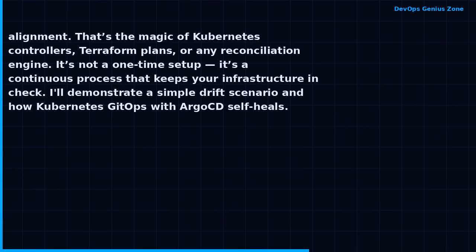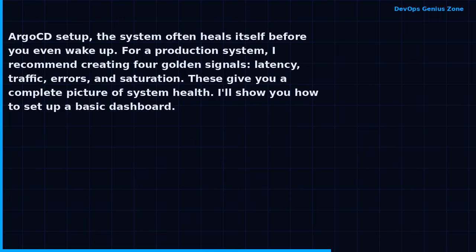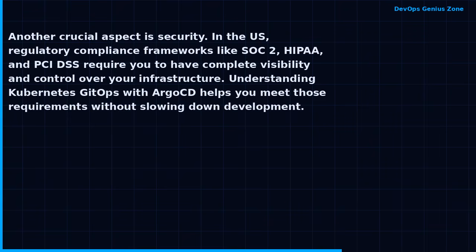Now, let us add monitoring on top of that. Tools like Prometheus and Grafana scrape metrics and show you dashboards. You can see request latency, error rates, and resource usage at a glance. Set alerts so you know immediately when something goes wrong, and with a well-implemented Kubernetes GitOps with ArgoCD setup, the system often heals itself before you even wake up. For a production system, I recommend creating 4 golden signals: latency, traffic, errors, and saturation. These give you a complete picture of system health. I'll show you how to set up a basic dashboard.